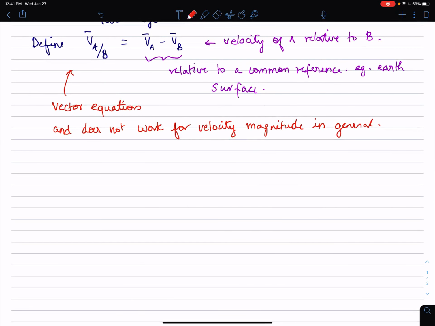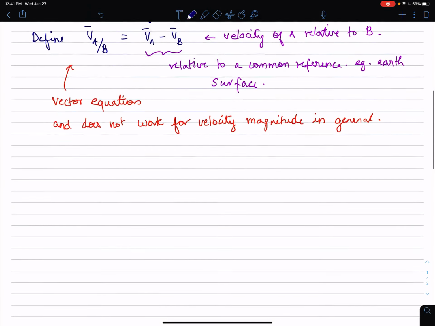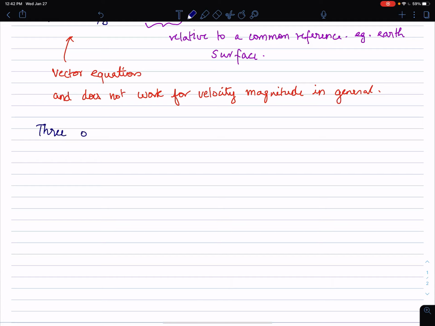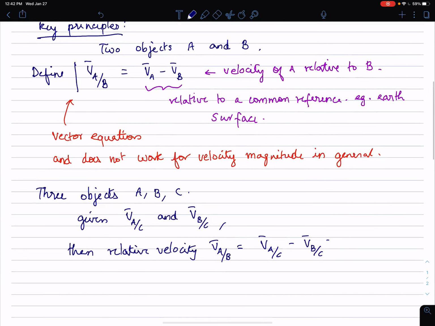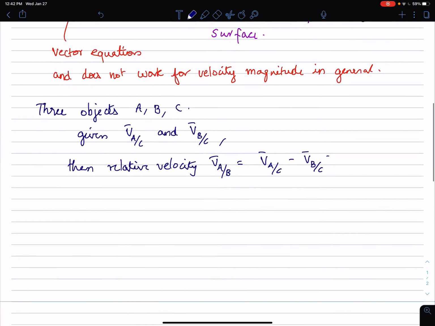We can make this more specific and say if you have 3 objects, A, B, and C, and given velocity of A with respect to C and velocity of B with respect to C, and remember to put these bars on top so that it's made clear that they are vectors, then the relative velocity of A with respect to B is basically VA with respect to C minus VB with respect to C. Okay, so this is an important equation.